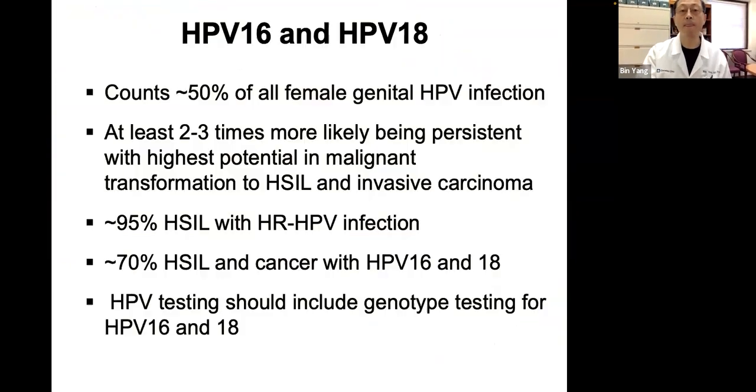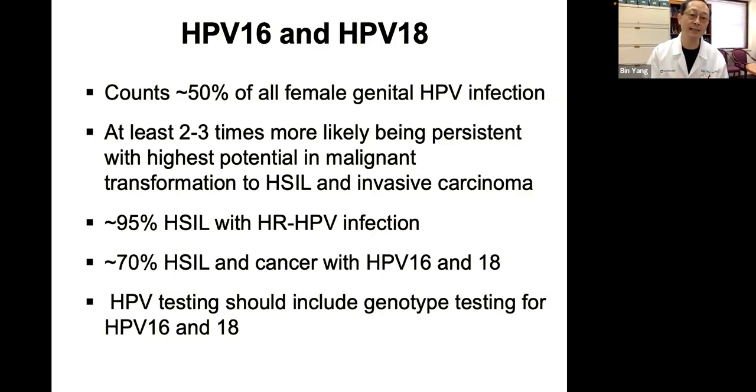So among all the HPV types, we have to single out HPV 16 and 18. These are two different, they're outliers, different birds. They account for 50% of all female genital HPV infection. HPV 16 and 18 are 2 to 3 times more likely to be persistent and have the highest potential for malignant transformation to high-grade lesion and invasive carcinoma.